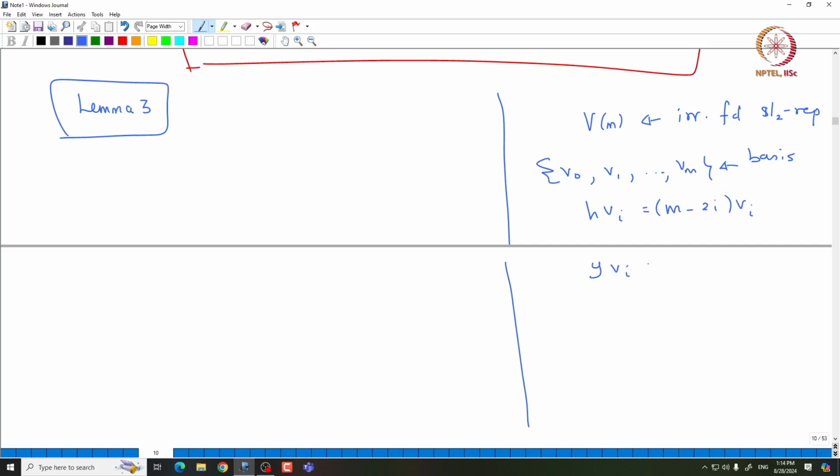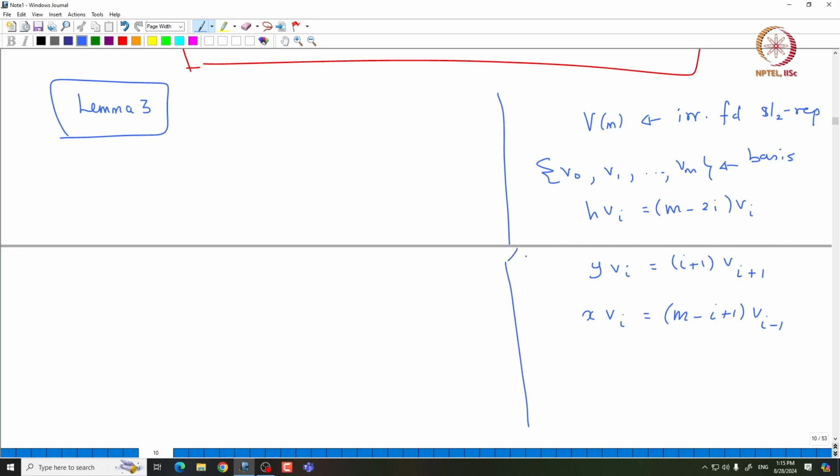Similarly, Y Vi is going to be i plus 1 times V i plus 1. Now, how X acts on Vi: X Vi is going to be m minus i plus 1 times V i minus 1. So, Y actually increases Vi to V i plus 1, and X actually decreases Vi to V i minus 1. So, this is something very explicit. This is something we have done using SL2 representation theory.